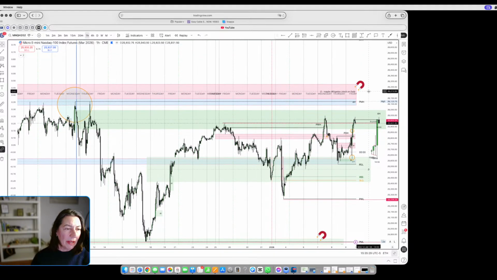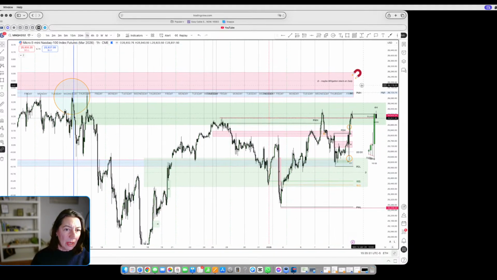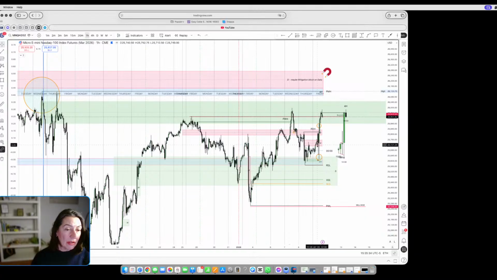So there's a number of levels here that are key. We need to be on our game. We need to be watching. And ultimately, if price is going to move higher, it needs to move lower first.